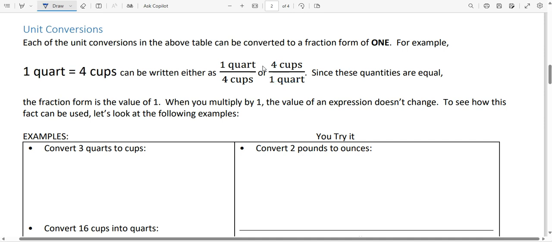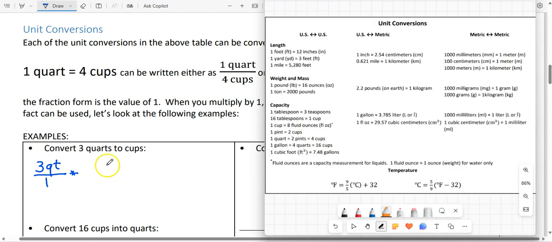So let's take a look. Convert 3 quarts to cups. So what you start with, you want to go and write it on the left. QT is a nice notation for quarts, an abbreviation. And you put that over 1. And then we're going to multiply by a form of 1. Now what form of 1 we need depends on our table. Let's take a look at our table.